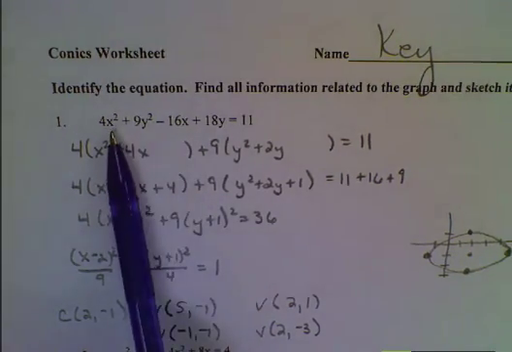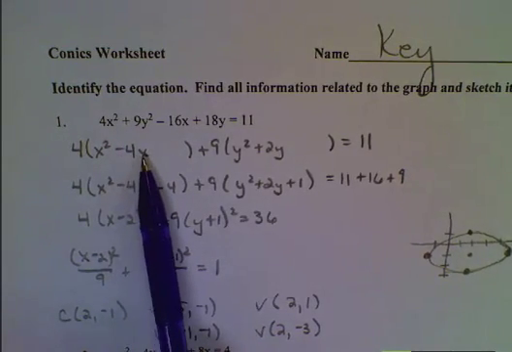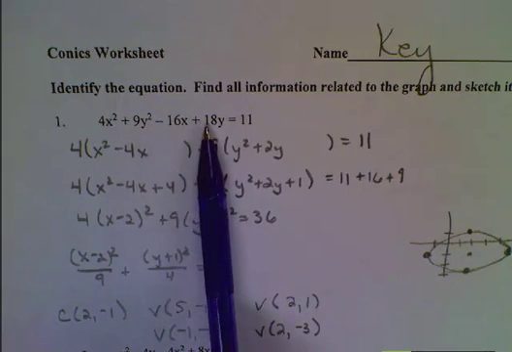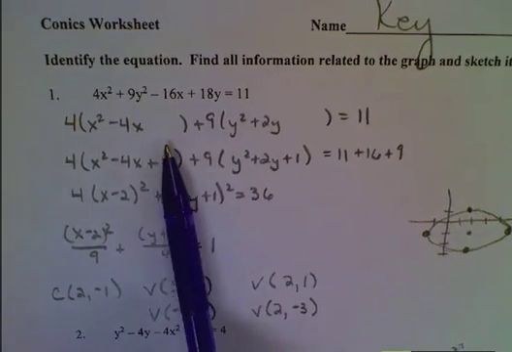I grouped the x squared and the x term together. I factored out a 4. That's where this came into play, x squared minus 4x. Then I grouped the y squared and the y term together. I factored out the 9. So I got y squared plus 2y. Now I usually leave a blank because that's where I'm going to complete the square, but I actually rewrote it so you could see what I did.